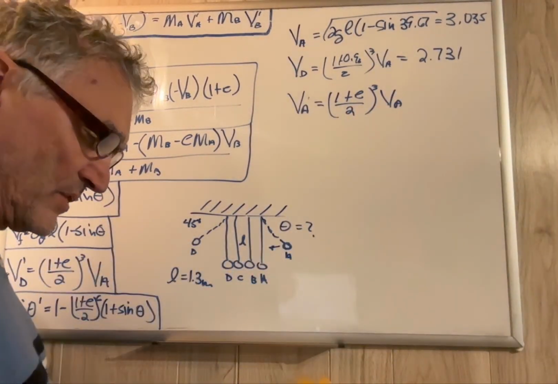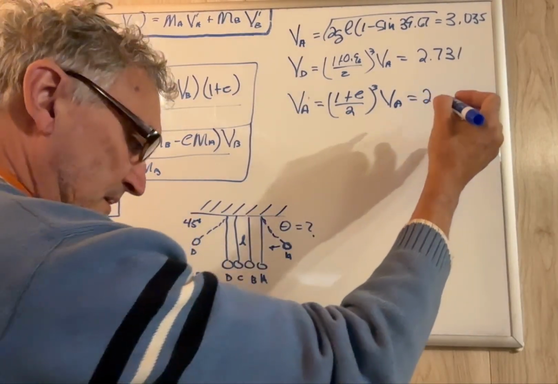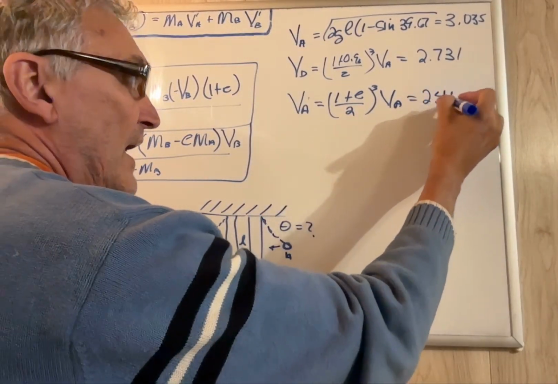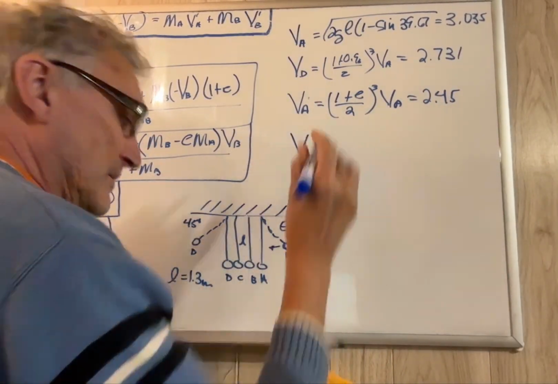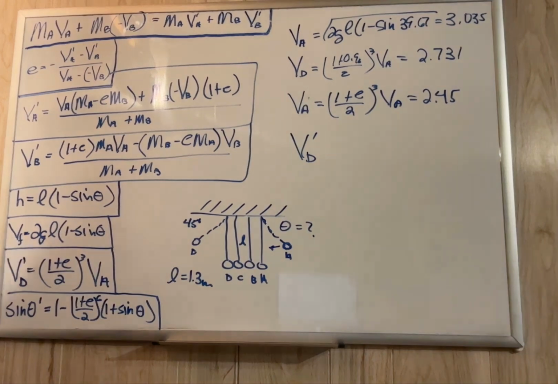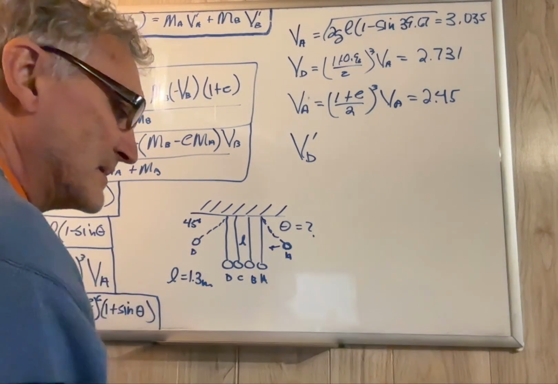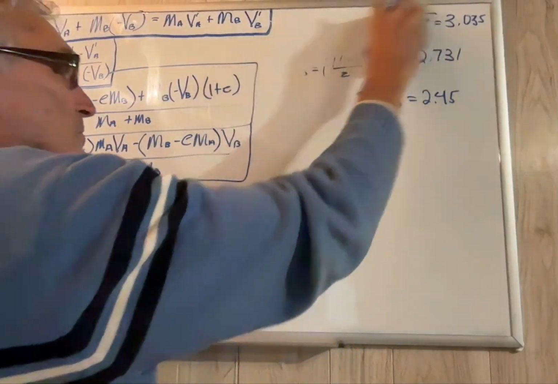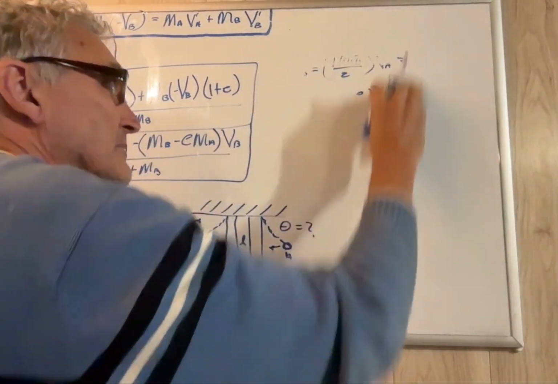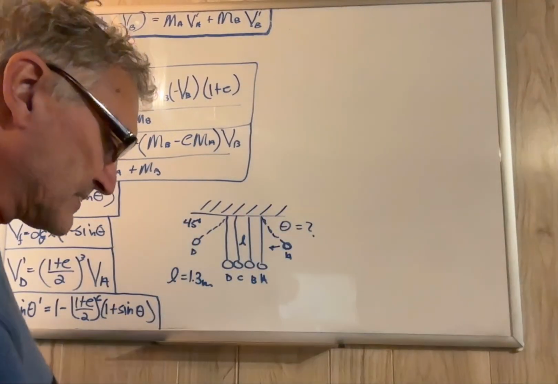So this is going to end up being 2.45, right? And then it's going to go back to velocity D, right? Velocity prime D, I'm sorry. So this is velocity prime D. It's the same game. We're just going to continue this over and over and over. And what happens to our situation is that you're literally just going to add up.